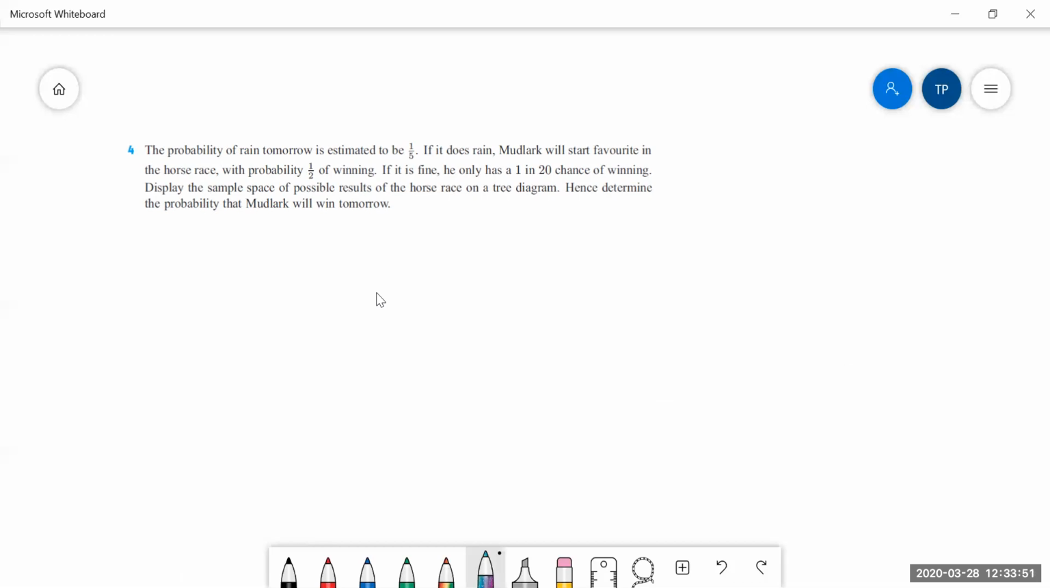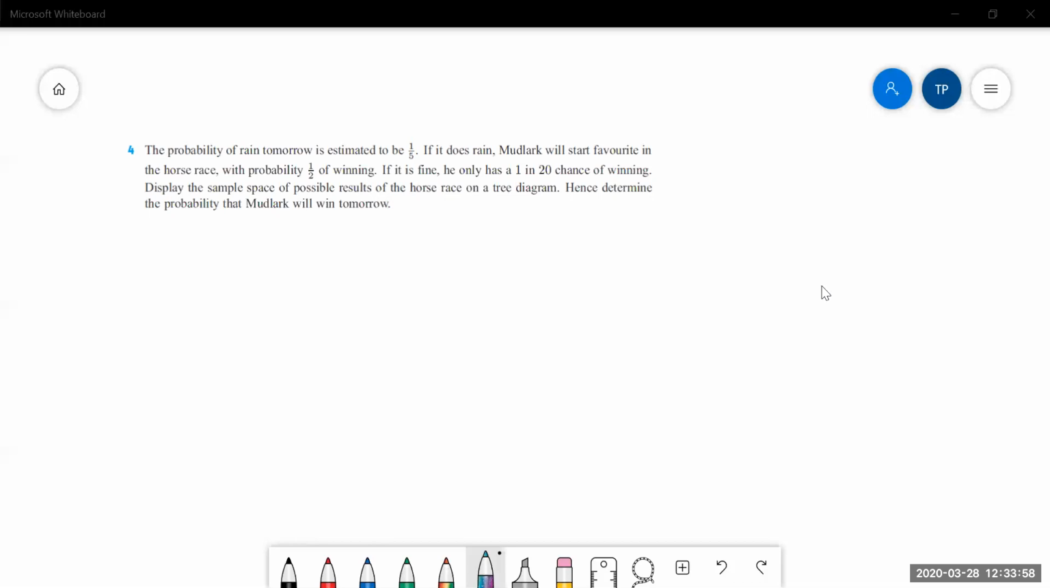Okay, let's try this. Oh, so Matla is a horse.